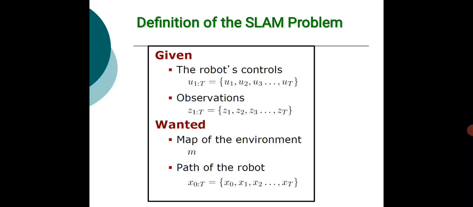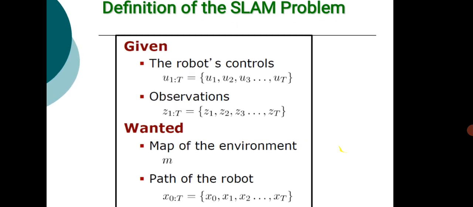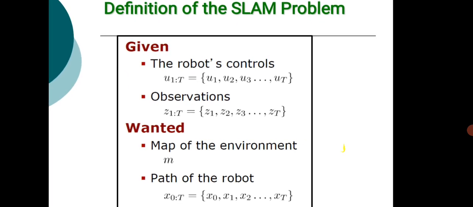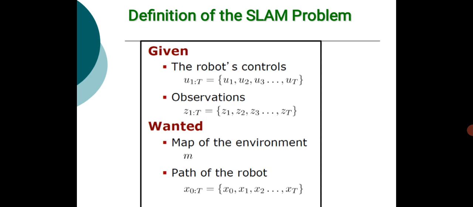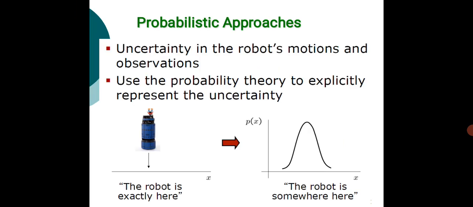So how do we define it? The robot's controls are given, specified as u1 to t, and the observations are specified as z1 to t. What we want is the map of the environment, which is defined as m, and what we really require is the path of the robot. So how does it go from x0 to xt, through the various points x0, x1, x2 till t, at various times. So we go for probabilistic approaches.